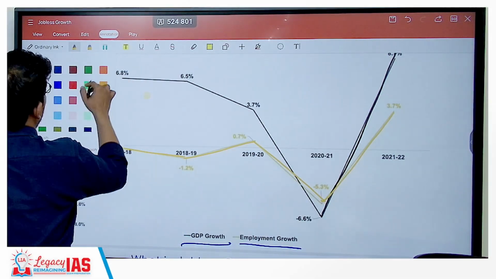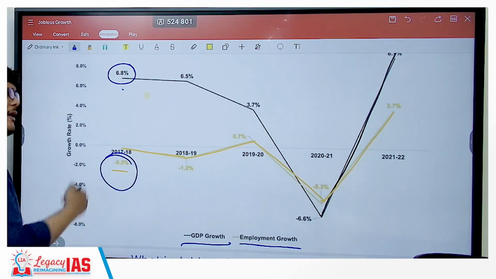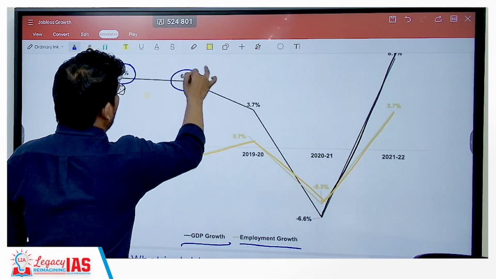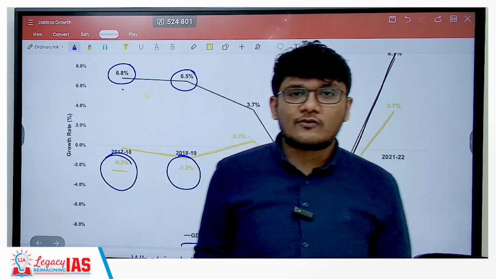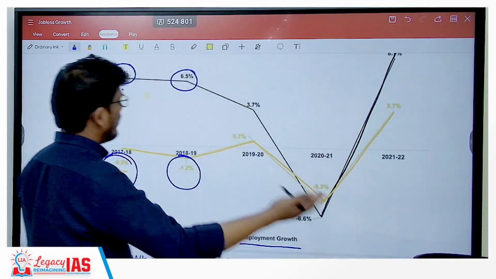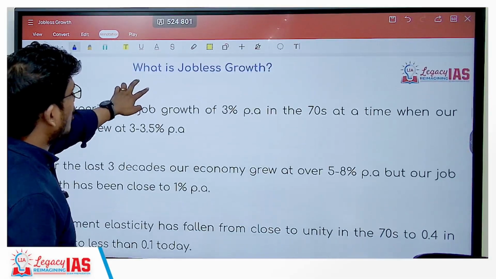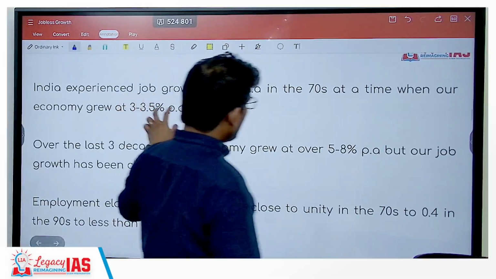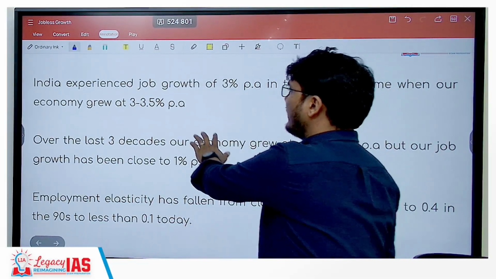GDP is growing at 6.8%, but employment is at a very low rate. GDP is at 6.5%, employment is very low. So that is what the situation of jobless growth is. It means the GDP is growing, the economy is growing, but the jobs are not there. This is the situation of jobless growth.